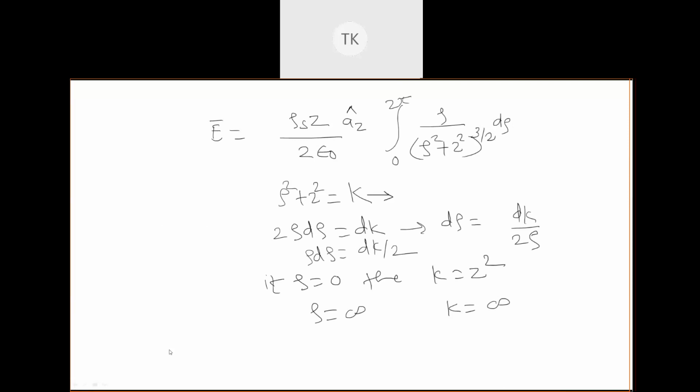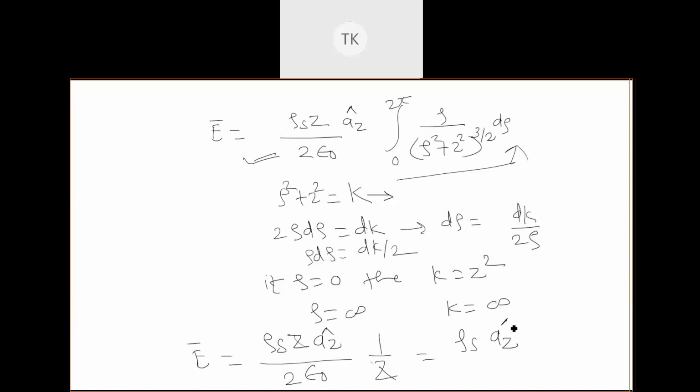So E bar will ultimately be equal to rho s z a z cap, just considering this step, divided by 2 epsilon 0 into the integration of this term. This term will be 1 upon z, so z gets canceled out. So the remaining part will be rho s a z cap divided by 2 epsilon 0.